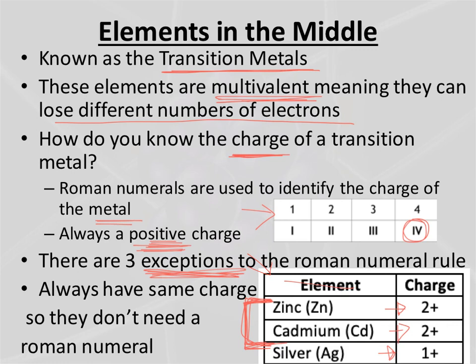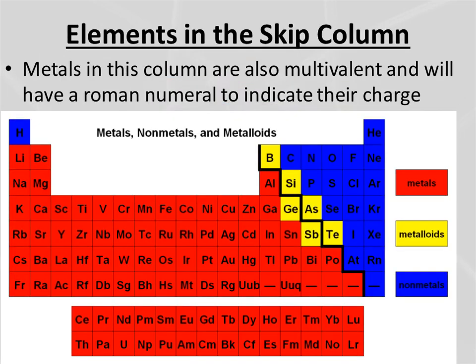So basically what you need to know is that when you see, say, zinc, it's not going to have a Roman numeral associated with it. So you have to go look on this chart, and it's going to tell you that it's a 2 plus charge. They don't need a Roman numeral because they always have the same charge. So that was all about elements in the middle of the periodic table, also known as the transition metals.